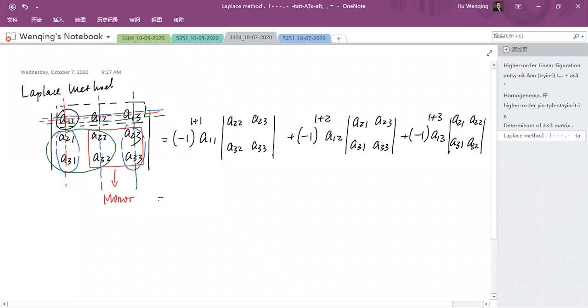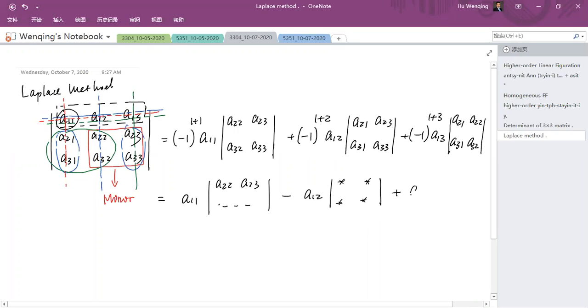So in the end, you're going to have A11 multiplied by the determinant with A22, A23 and so on, minus A12 times its minor, and I'm not going to fill it in here, it's just a copy, plus A13 times its minor. Then you calculate these minors. So that's the Laplace method. It's a nice method. It can reduce the calculation of the determinant of a 3 by 3 matrix into determinants of 2 by 2 matrices. Each of these determinants can be calculated, and once they're calculated, you multiply them by the corresponding entries of the row or column that you choose.